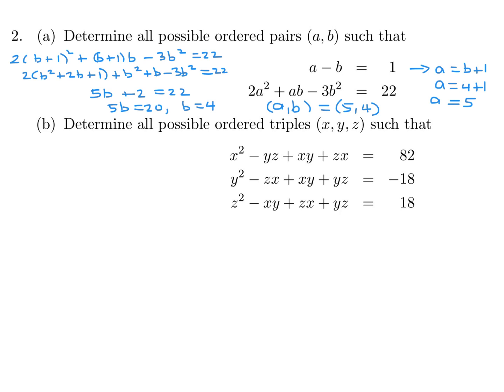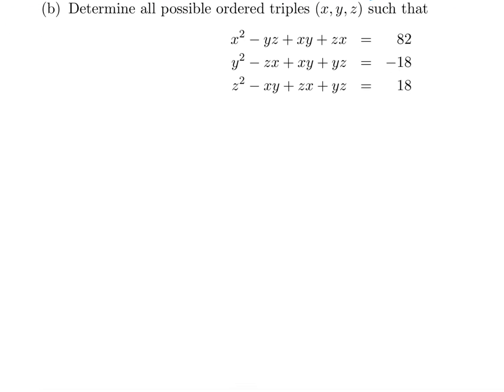Determine all possible ordered pairs x, y, z such that x squared minus yz plus xy plus zx is 82, y squared minus zx plus xy plus yz is minus 18, and z squared minus xy plus zx plus yz is 18. Well, let's call this equation 1, equation 2, equation 3. And we obviously have to do some manipulation here.